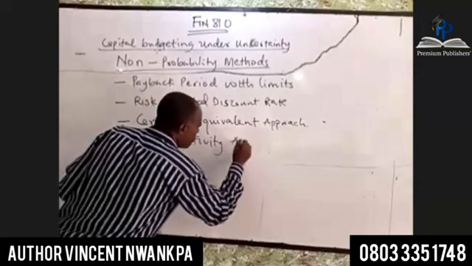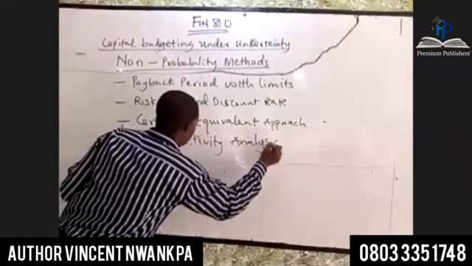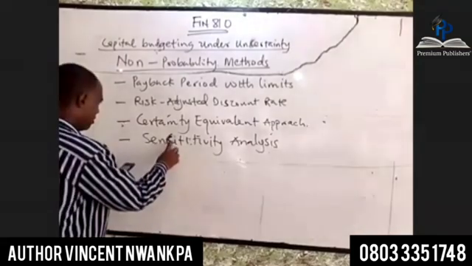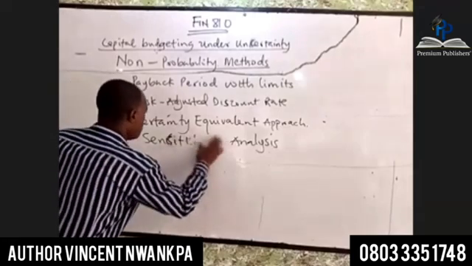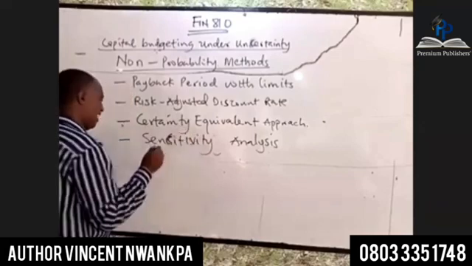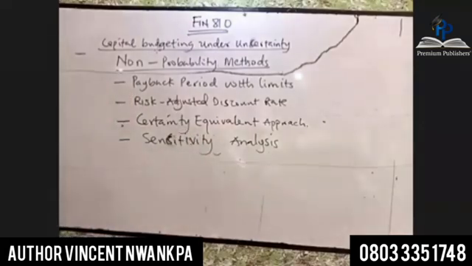And the last one, which I believe we should be able to do, is sensitivity analysis. So those are the methods we're going to be looking at. And with that, we have concluded capital budgeting under uncertainty.